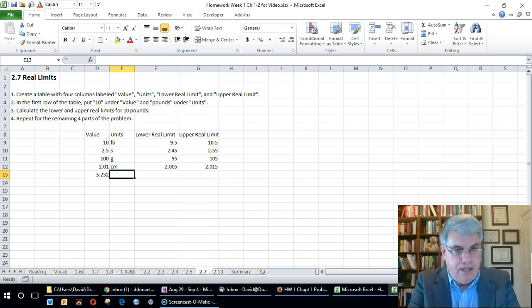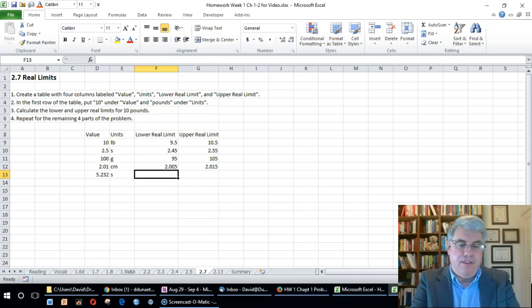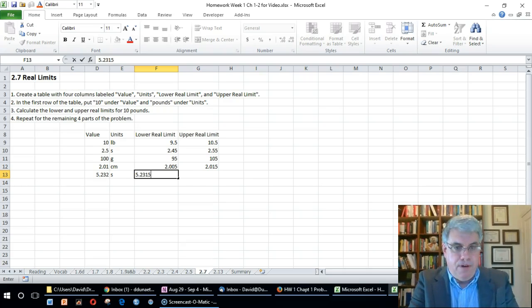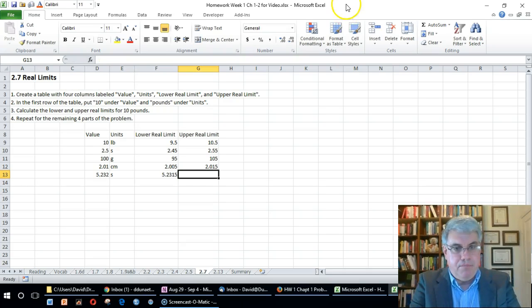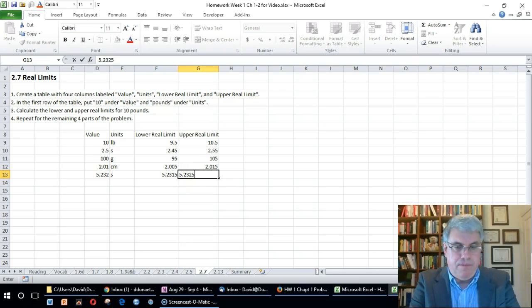The next one is 5.232 seconds. So that's S once again. And here we've got to go to the fourth decimal point. So anything above 5.2315 would be rounded up to 5.232. And anything below 5.2325 would be rounded down to 5.232.